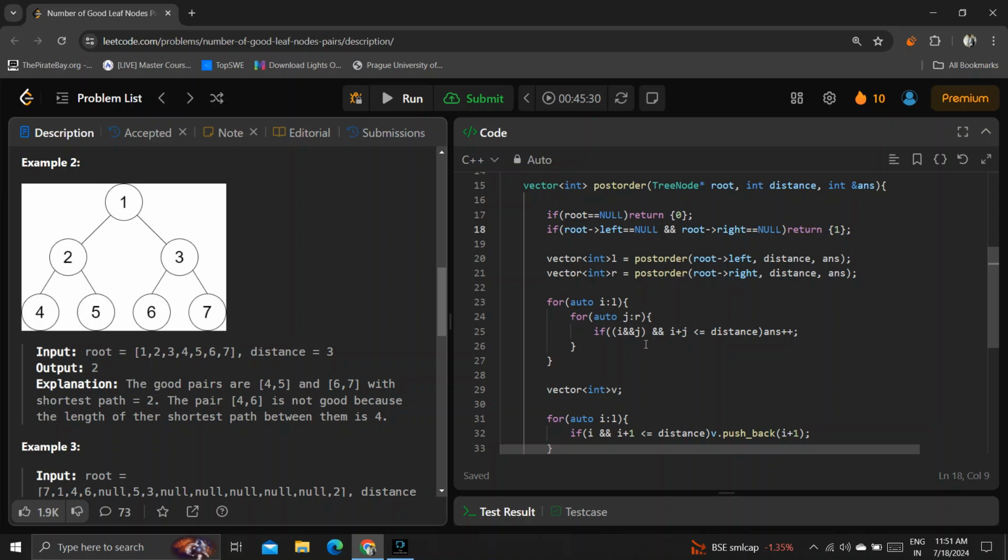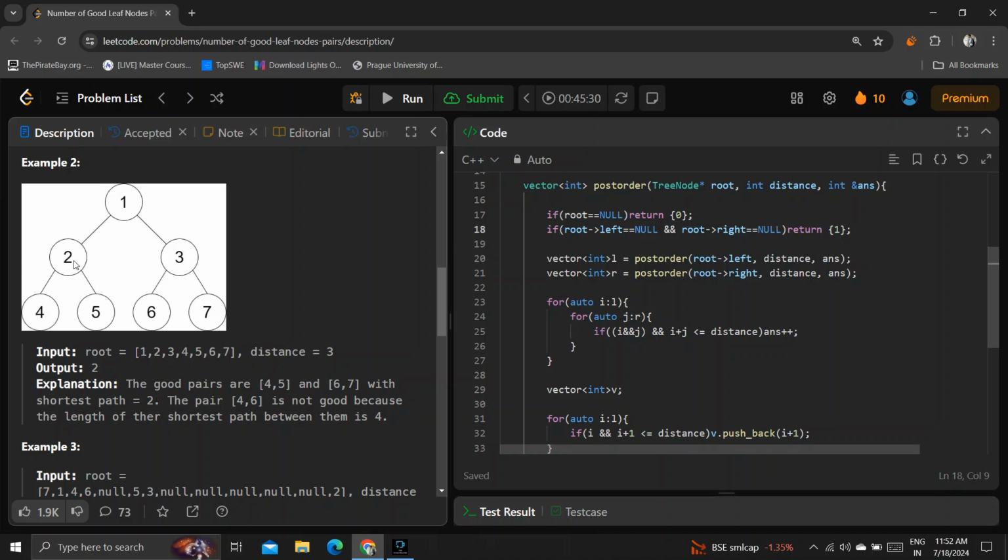At this point, I will check whether i and j exist, that is, whether both are non-zero. Here it is 1 and it is 1, so this condition will pass. Because 1 plus 1, that is 2, is less than or equal to distance, that is 3. Yes, so we will increment the answer by 1. For this subtree we have received our answer, that is, this is a good path. So our answer value is 1 for now.